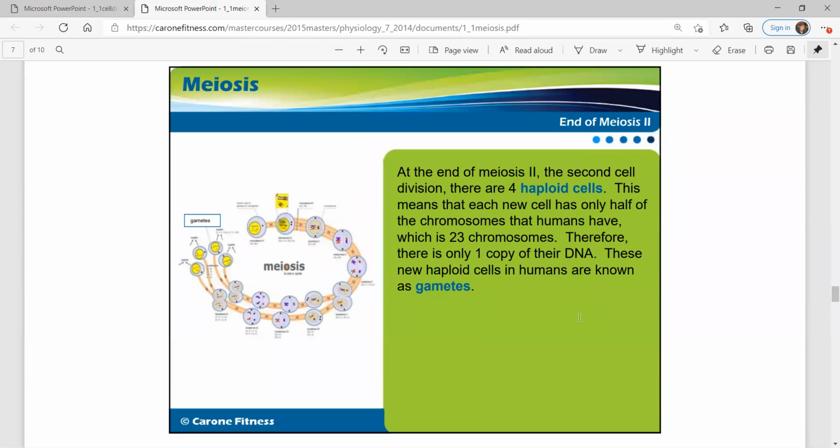Haploid cells means that each new cell has only half of the chromosomes that humans have, which is 23 chromosomes. Therefore, there is only one copy of their DNA. These new haploid cells in humans are known as gametes.